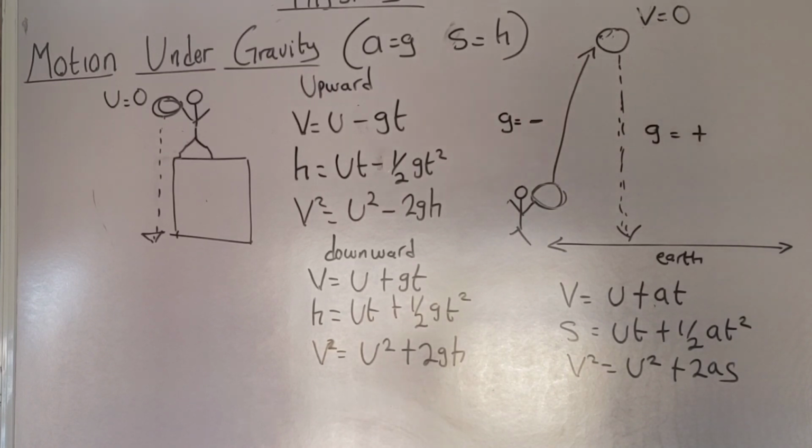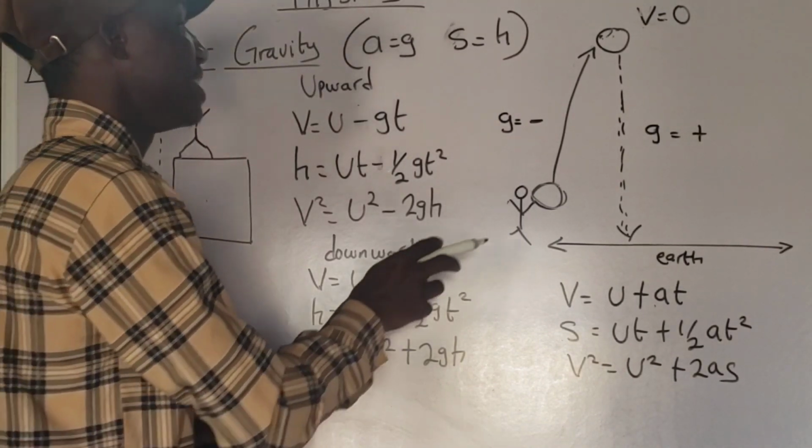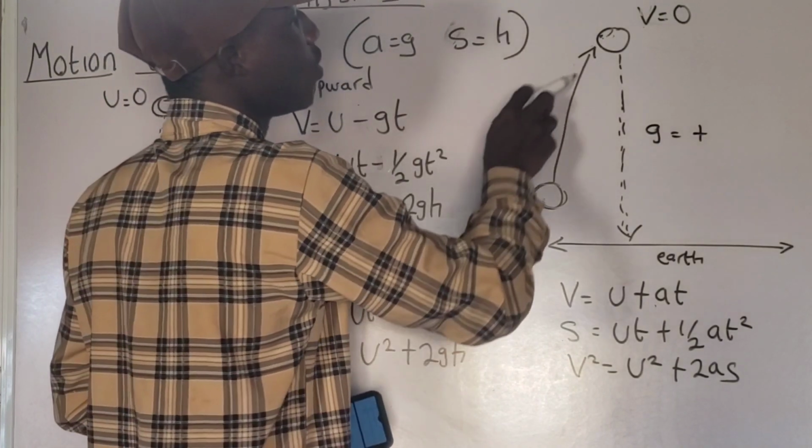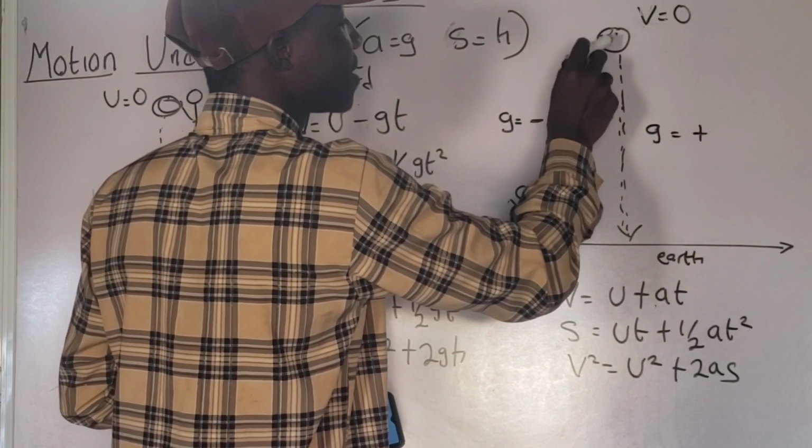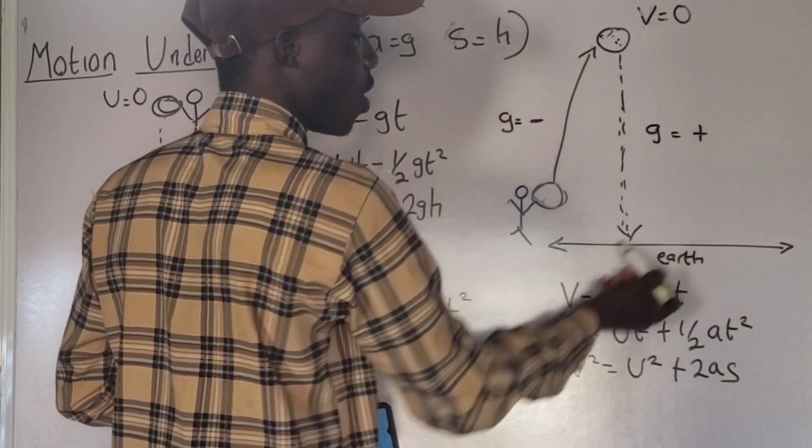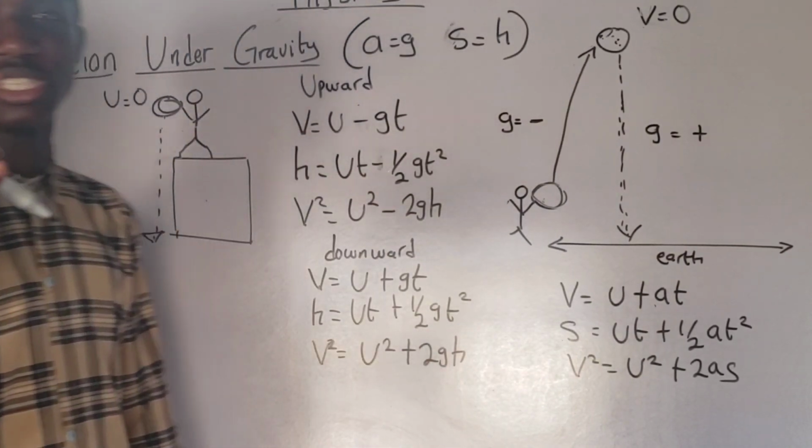The third condition is that the time it takes for an object to travel upward is the same time it takes to come down. Okay, let's go back to the first example now. The time it takes for this object, the ball, to reach this height is the same time it takes to come down. Those are the 3 points that you have to note.